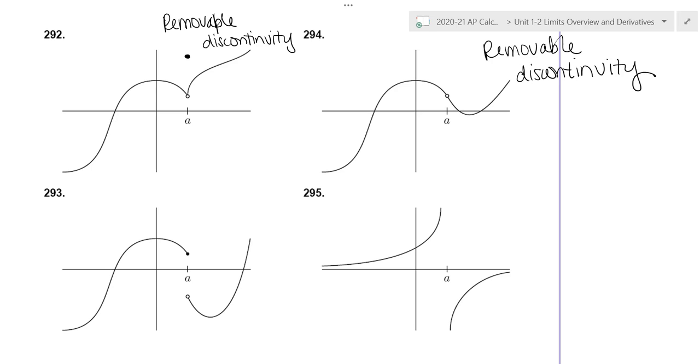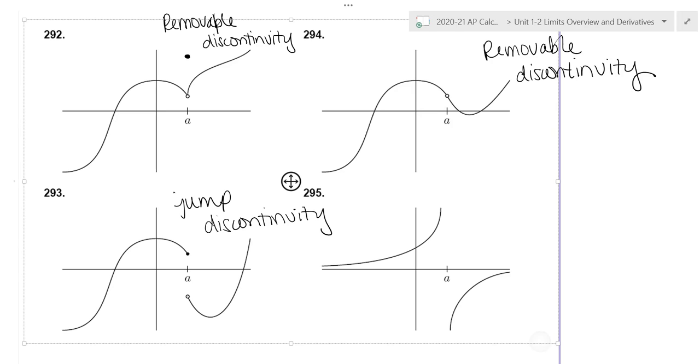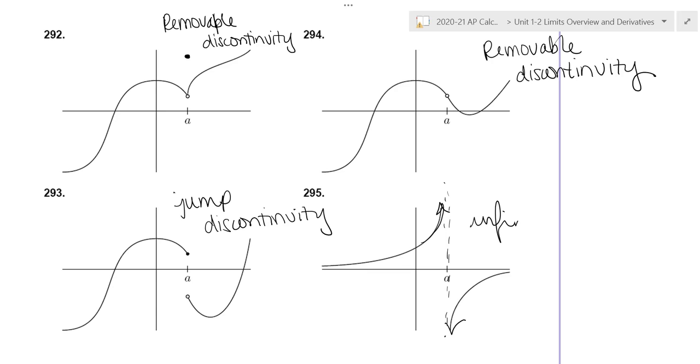Down here on 293, the value is not removed, but we jump. So if I were drawing, I'd have to physically lift my pencil up and jump to a new point on the page. So this is called a jump discontinuity. And then our last type is if this guy looks like it's going in different directions. The limit does not exist, but this is an asymptote here. This is called an infinite discontinuity.